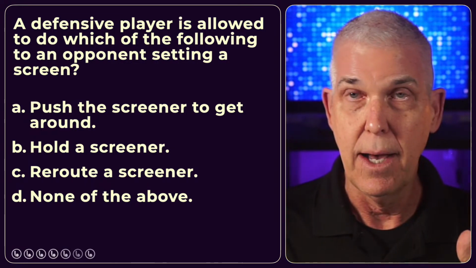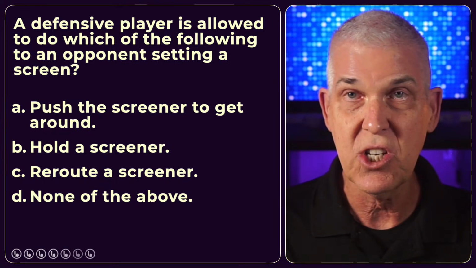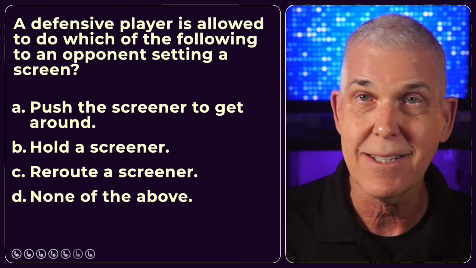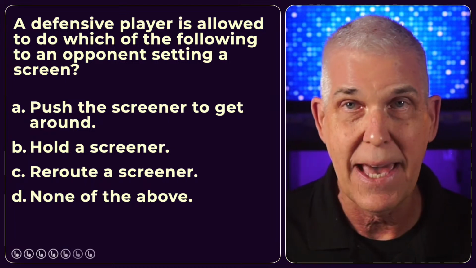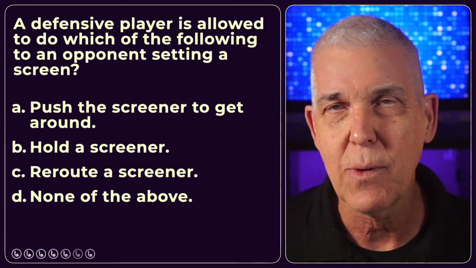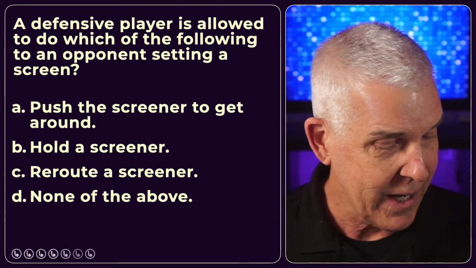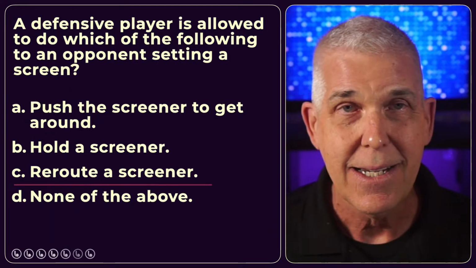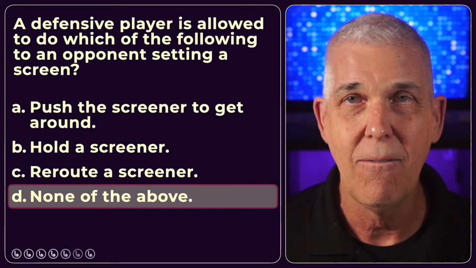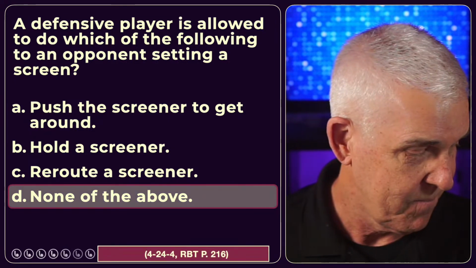Oftentimes a screener would establish their position, and then once the screen is successful, they want to go somewhere else, roll to the basket. We can't hold the screener. We can't reroute a screener. None of those actions are legal. So our correct answer here would have to be D, none of the above. All right, 10 questions in.